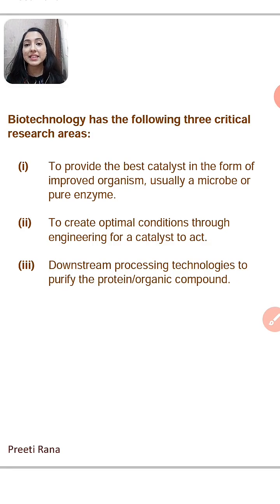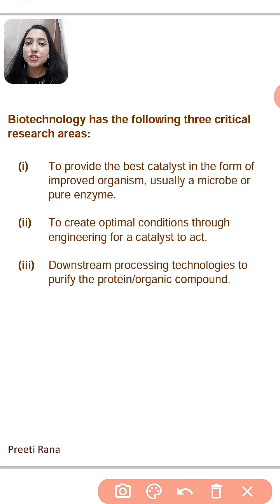Biotechnology basically has three research areas. First is to provide the best catalyst in the form of improved organisms, using a microbe or pure enzyme. Second is to create optimum conditions through engineering for the catalyst to act. And third is downstream processing technologies to purify the proteins and the organic compounds.